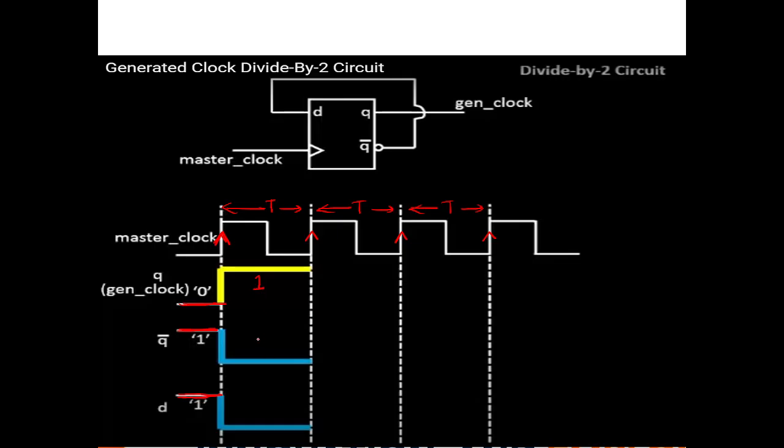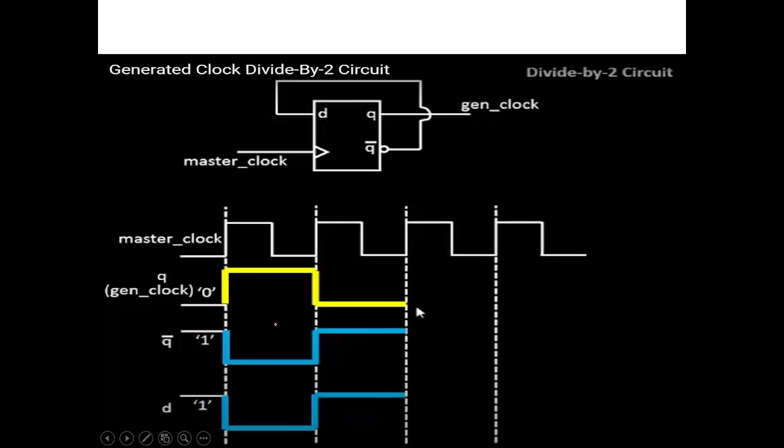As Q becomes 1, Q bar becomes 0, since it is the complement. As Q bar is connected to D, D also becomes 0. During the next clock edge, here this is 1, this is 0, and this is 0. So the first clock edge is completed.